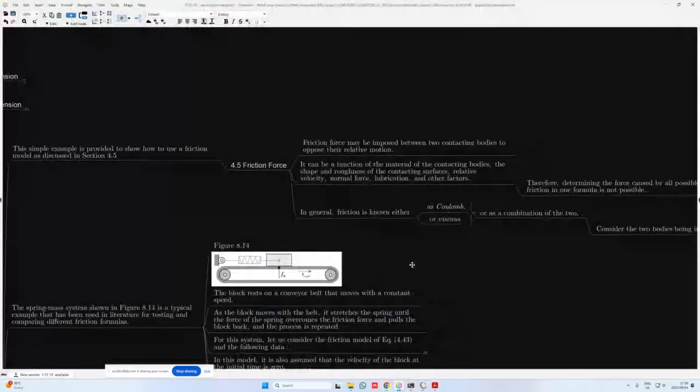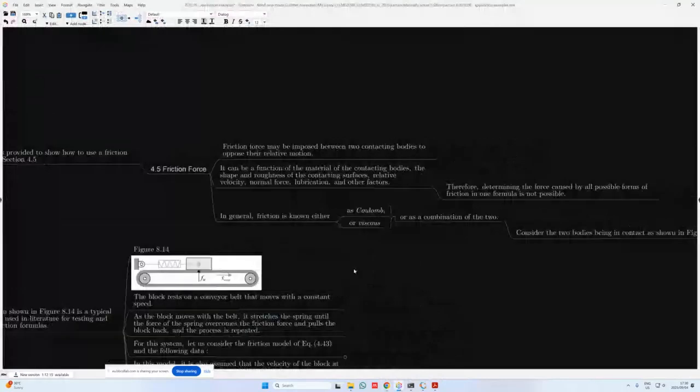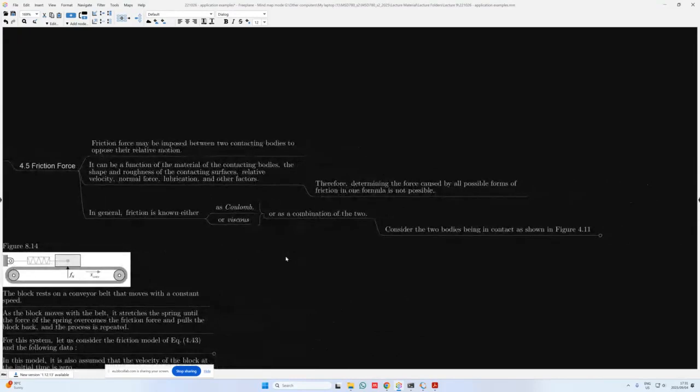All right. So with regards to the friction force, friction force may be imposed between two contacting bodies to oppose their relative motion. It can be a function of the material of the contacting bodies, the shape and the roughness of the contacting surfaces relative to the velocity, normal force, lubrication, and other factors in the system. So therefore, determining the force caused by all possible forms of friction in one formula is not possible and definitely not very trivial to do.